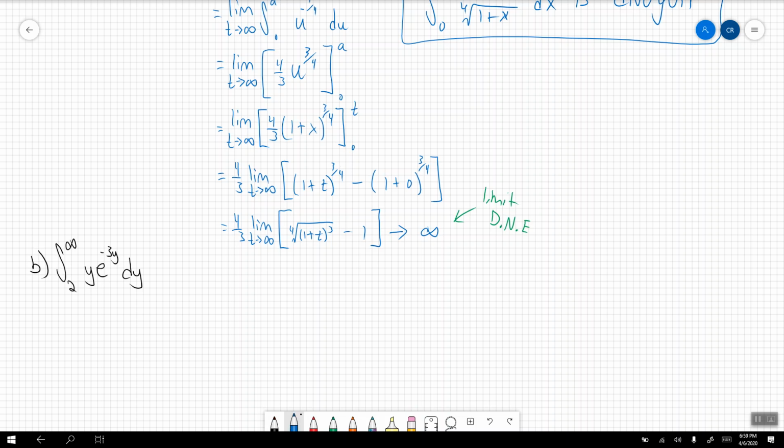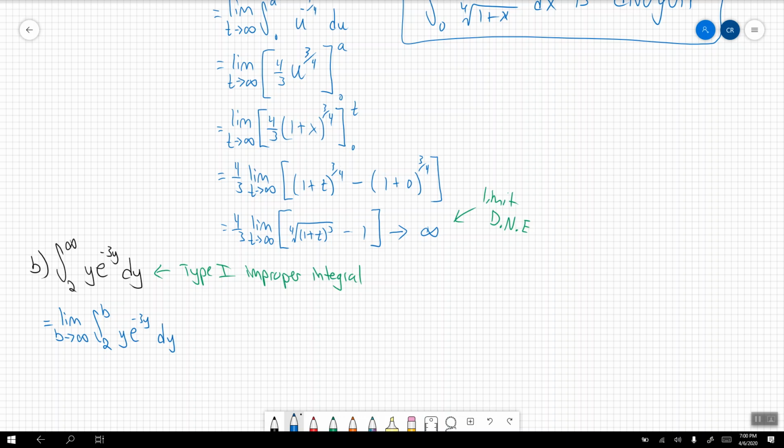So again, I'm going to rewrite this. As I'm looking at this, it is a type 1 improper integral. Because it's a type 1 improper integral, let's choose a different value. Last time we chose t, we could choose b in this case. So let's say b goes towards infinity, and this will be the integral from 2 going all the way to b of y e to the power of negative 3y dy.